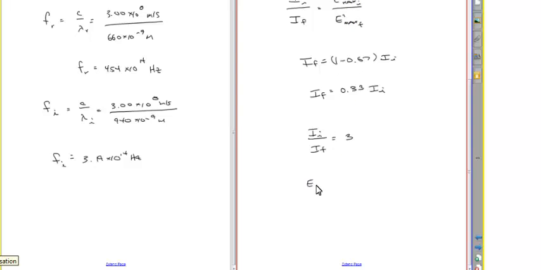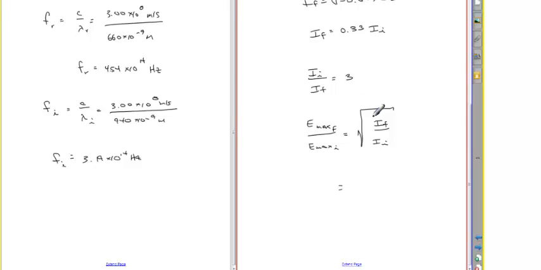So if we wanted to find E max, let's do this by E max final over E max initial. I'd change the numerator to the denominator. It is going to be the square root. If you take the square root of both the numerator and the denominator, you get I final over I initial, which is a reciprocal of that, so we would get the square root of 1/3. And the square root of 1 divided by 3 is 0.57.